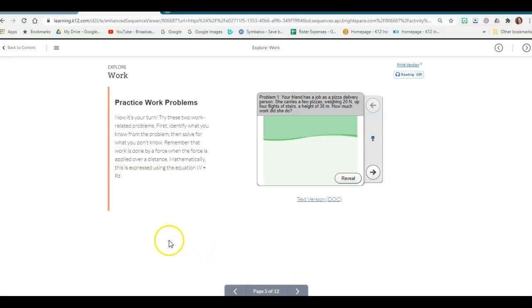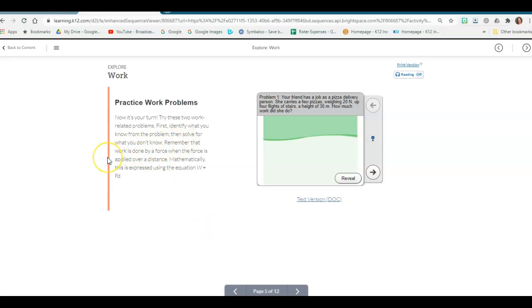All right, so practice problems. We're going to put one of these in your notes because you'll definitely want to see how you worked it out when you are taking a quiz or a test. So try these 2 work-related problems. The first thing you always need to do is identify what you need to know from the problem. So what you know and what you don't know. So then you'll solve for that.